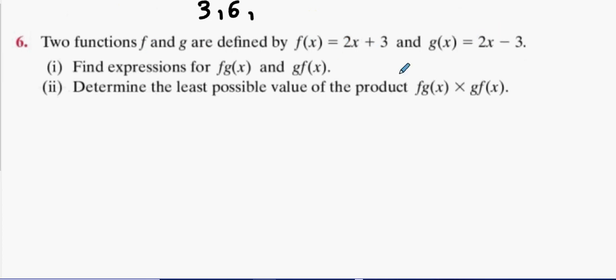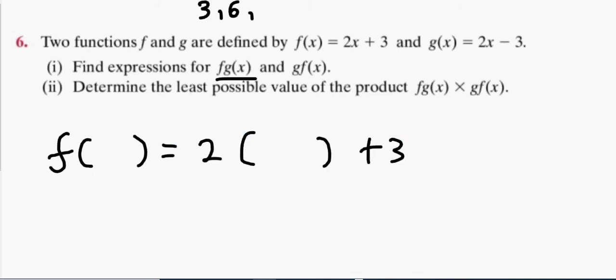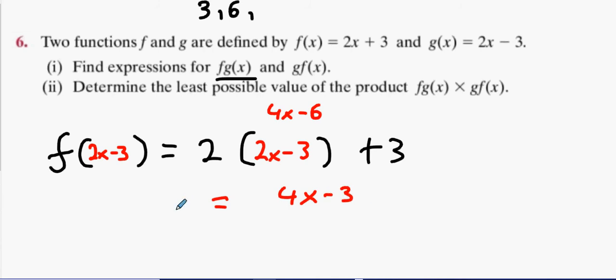Alrighty. Okay, two functions f and g are defined by f of x equals 2x plus 3 and g of x equals 2x minus 3. Find the expression for f g of x. Okay, this means the f function, which is 2 times something plus 3. The input you're looking for is g of x, and we know that g of x is 2x minus 3. So I'll just put in 2x minus 3 like so. And it should come out as 4x minus 6 plus 3, sorry, 4x minus 3 for f g of x.